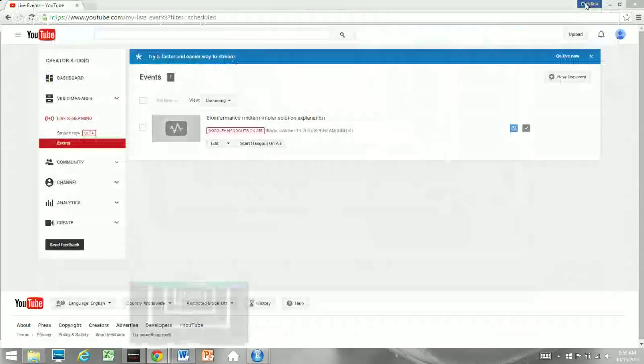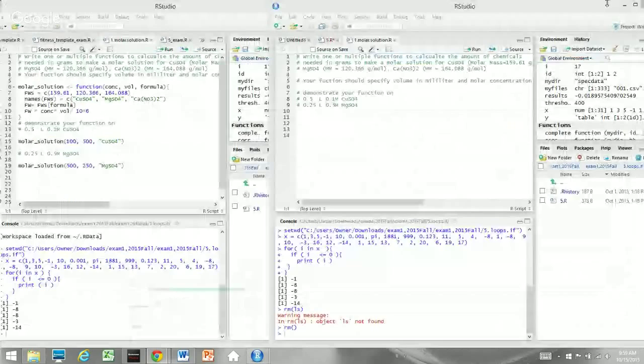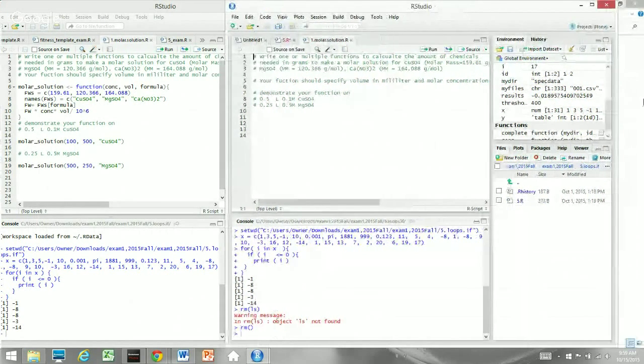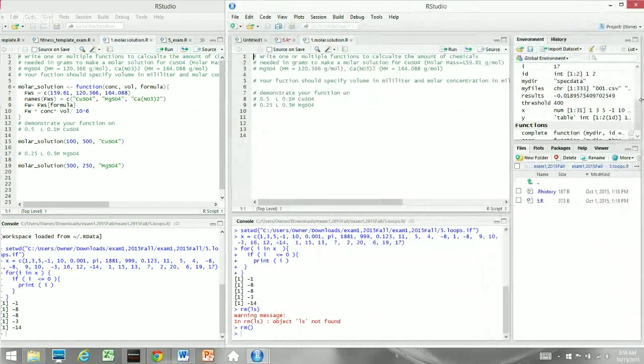Good morning. My name is Christina Fennell, and I'm going to explain the molar solution question for the bioinformatics midterm. So first, I'm going to show you what the question is.